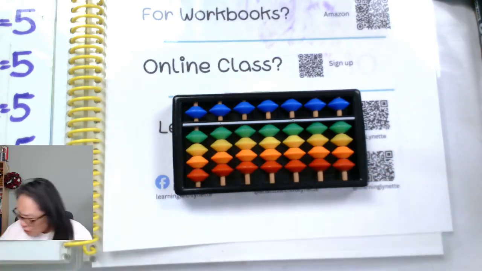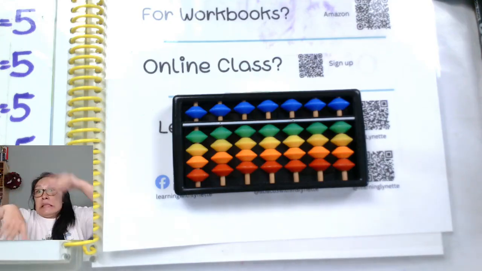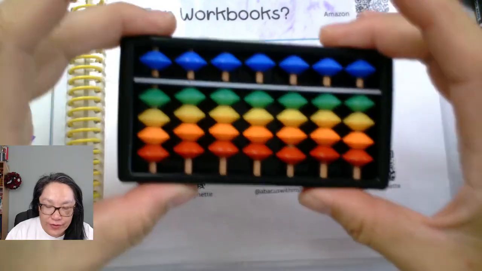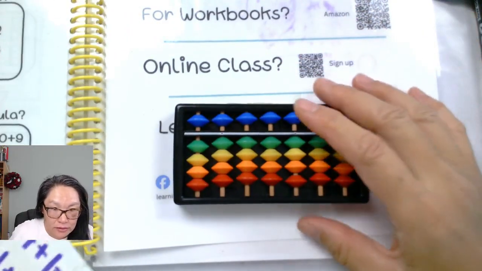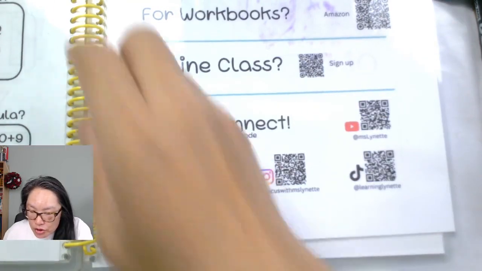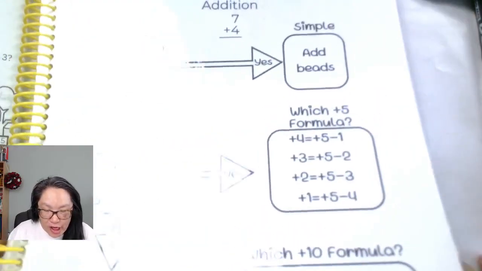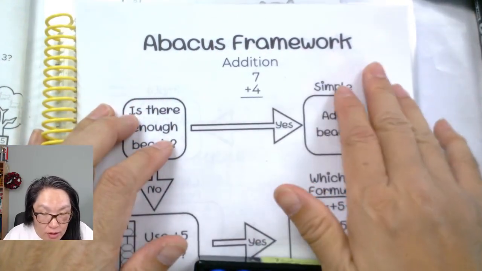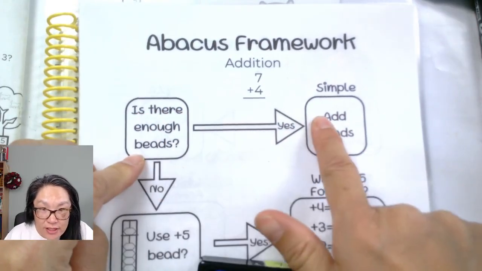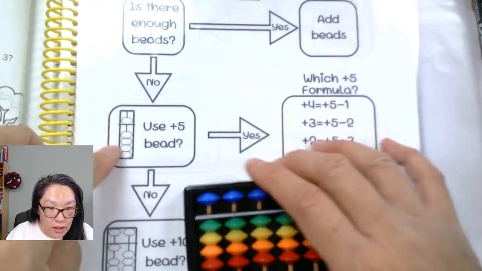Does that make sense? Those kids on YouTube are being very dramatic, but when they do this, they're actually thinking about the abacus in their brain. So when we look, there is this pattern, a checklist, a framework in the abacus. We always understand if we have enough beads. If there are enough beads, then do it. If there are not enough beads, then you have to find another way.